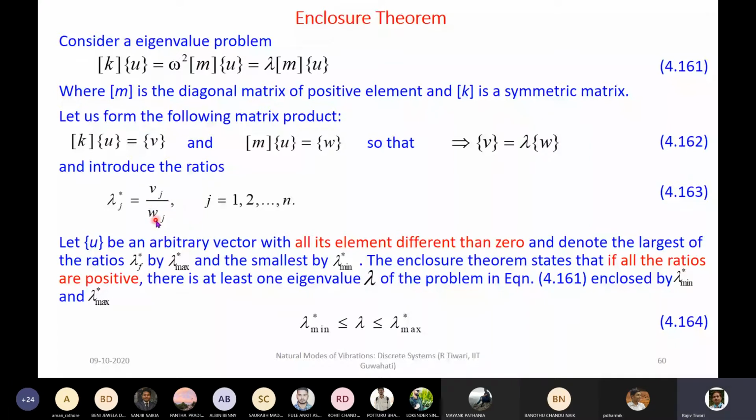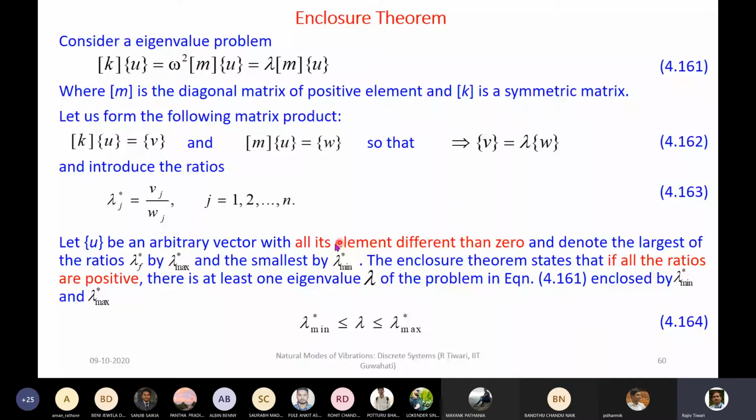Now these ratios have some meaning. The K matrix we generally know from the formulation, and the mass matrix also we know from the formulation. The U vector, which we don't know, we'll assume. I will explain how we'll be using this assumption. Here U is an arbitrary vector which we are assuming with all its elements different from 0. So when we choose the U vector, its elements should not be 0, and it can take any other value.